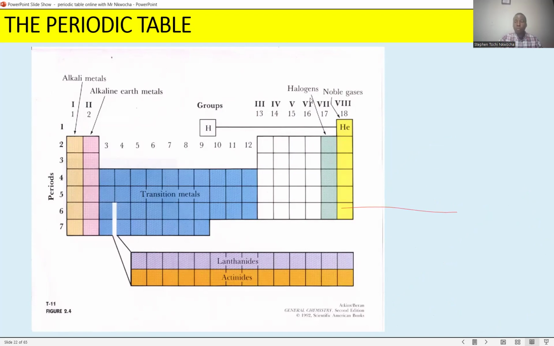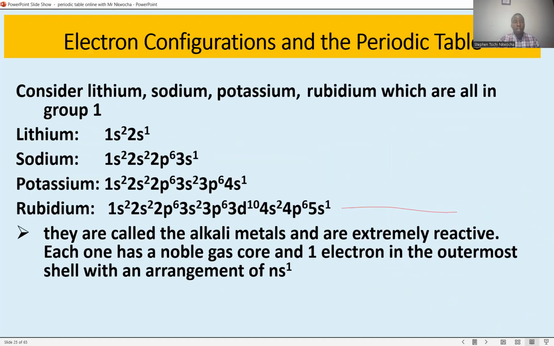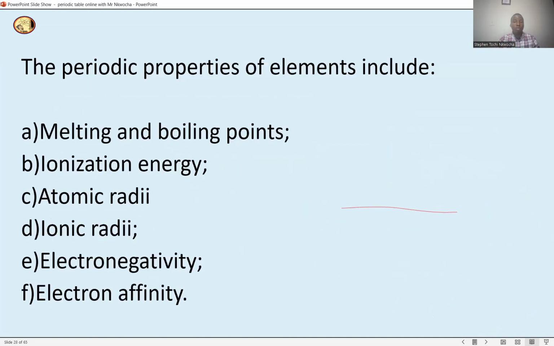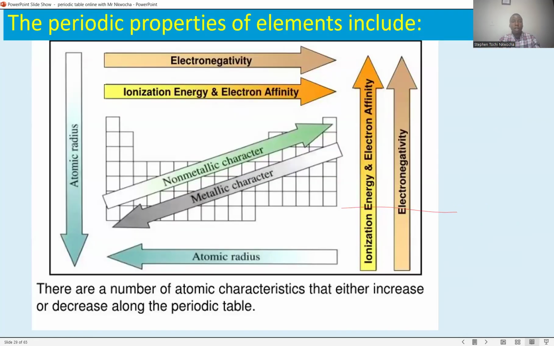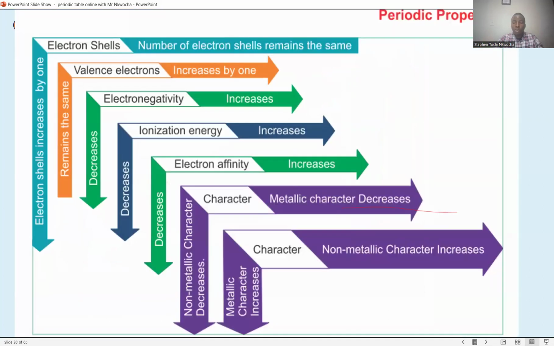So the slide has all this explanation. That's what we call periodicity. So across the period, it will increase. Ionization energy increases across the period. You can see it on the screen. Electronegativity and electron affinity, all of them increase across the period. Down the group, they decrease. Okay, so that is basically how we answer those questions.